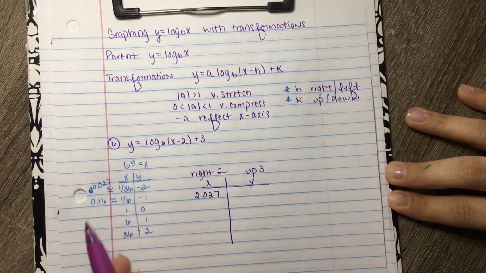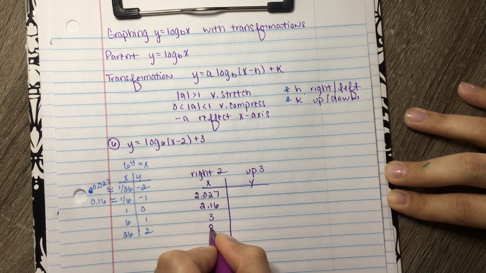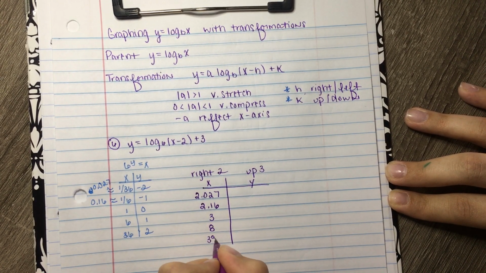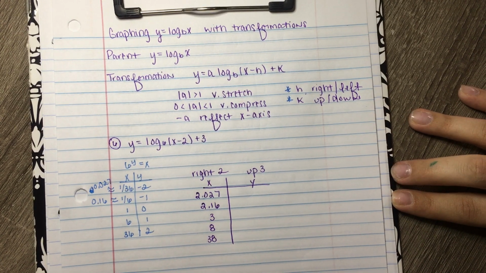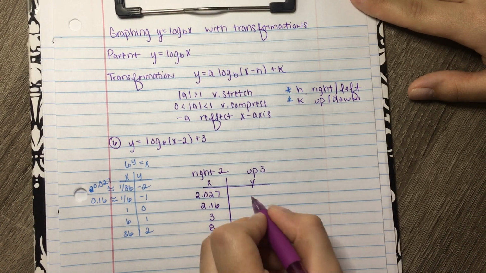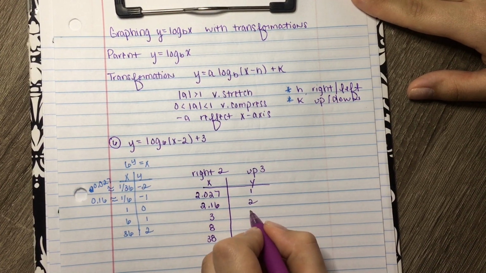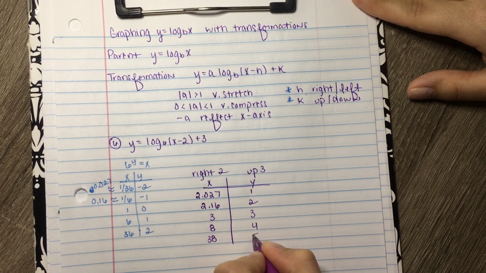All right, and the same thing here. I'm adding 2 because I'm moving right. I'm adding 2, and then the 38 will be off the chart, off the graph, I mean. All right, so there we are. We added 2, and then now we're going to take all of our y values, and we're going to add 3. So that's 1, that's 2, 3, 4, and 5.